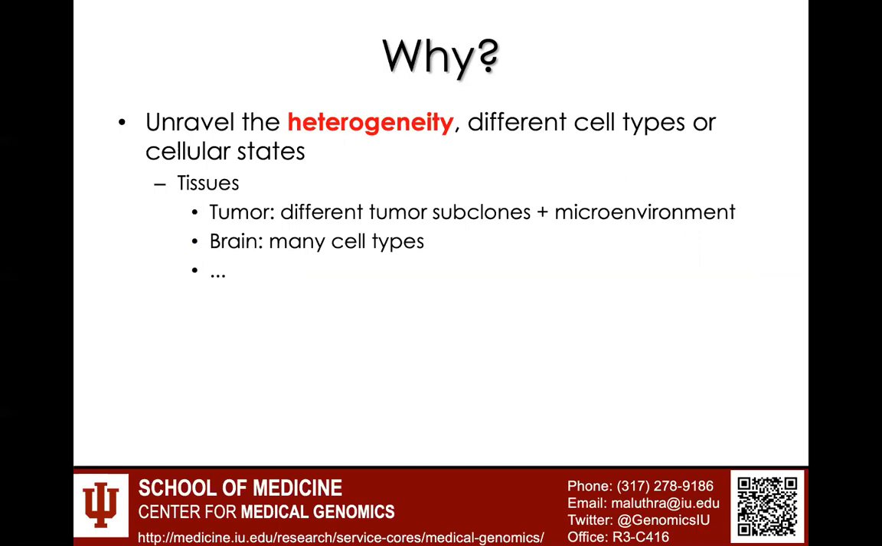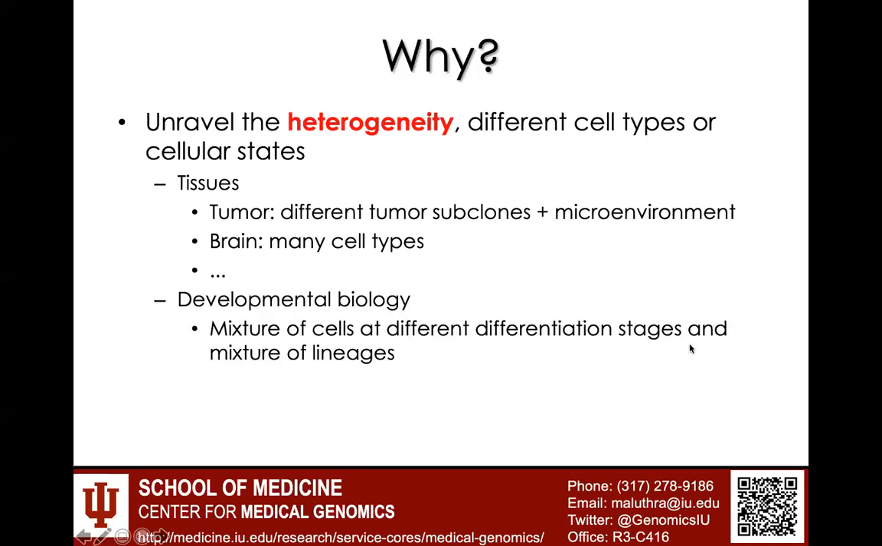Single cell will help us unravel the heterogeneity. In tissue, for example, if we do a cancer study, the tumor we get is not pure tumor cells. It will include many different tumor subclones as well as cells from the microenvironment and many immune components. I just gave you an example of brain, which is composed of many different cell types.